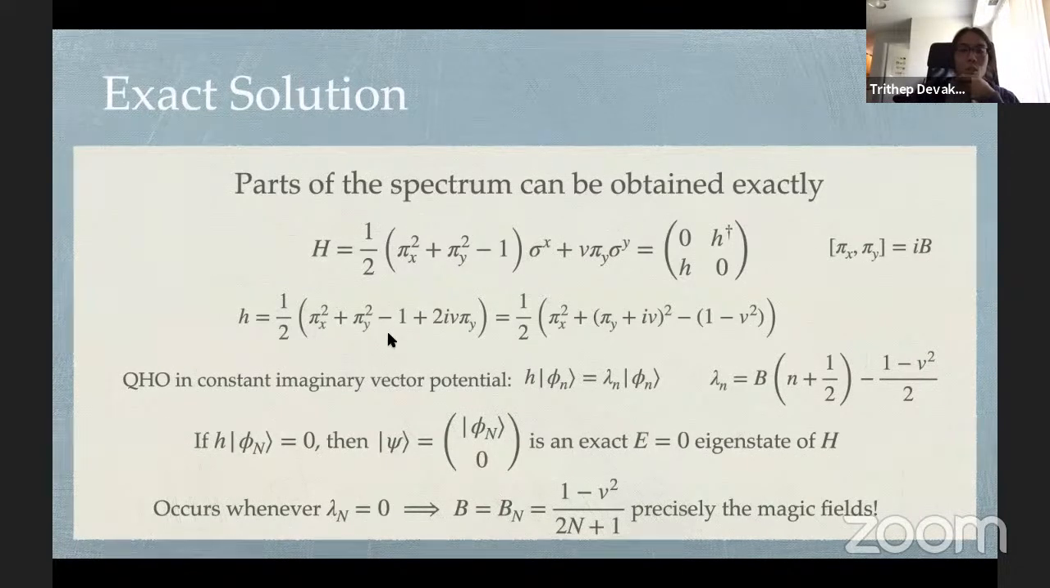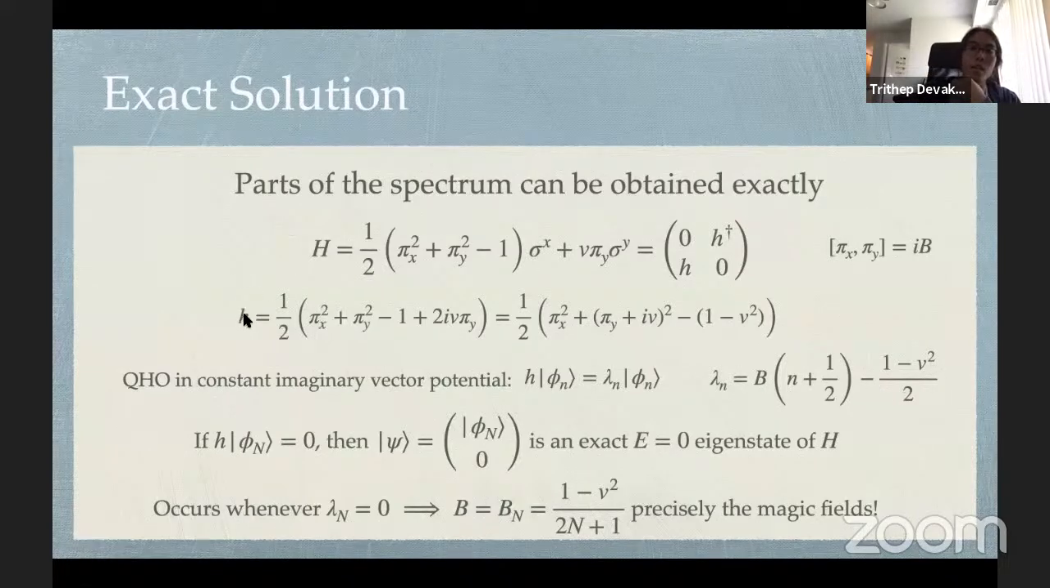And I can just regroup this such that it looks like this, where you have pi x squared, then you have pi y with an imaginary shift squared, and you have a constant term over here. And this Hamiltonian is easy to solve. It's just a quantum harmonic oscillator in a constant imaginary vector potential. You can also think of it as an imaginary shift. It's a non-Hermitian Hamiltonian, but it turns out to have all real eigenvalues, and you can solve its eigenstates exactly. It's just given by this. This is just the harmonic oscillator part, and this is just the constant offset.